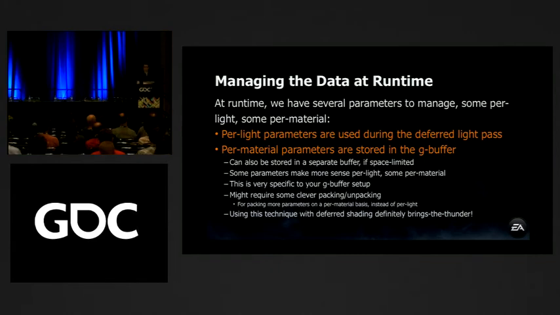So again, we have several parameters to manage in order to get this to happen. So at runtime, some parameters will have to be defined per light, and some parameters will have to be defined per material. Obviously, our per light parameters are pushed in the light pass and defined per light, and our per material parameters are stored in the G-buffer in the case of Frostbite. So knowing the G-buffer is space limited, you can also store these parameters in a separate buffer if translucency is really important for you. But also, some parameters make much more sense per material, and some make more sense per light. Actually, most of these parameters I'm going to introduce now make more sense per material, and actually one of them should be per light.